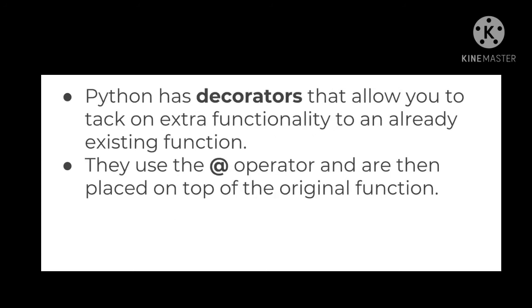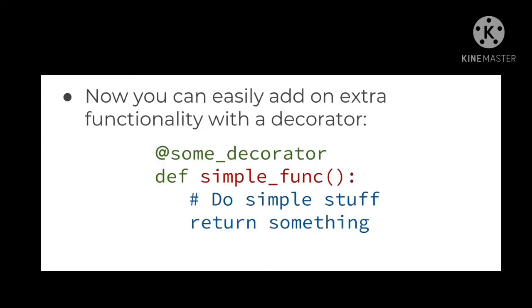This is where the decorator comes into play. Python has this concept called decorators that allow you to quickly tack on extra functionality to an already existing function. And then if you no longer want that functionality, you just delete one line from the decorator. So they use the @ operator and are then placed on top of the original function. So you can easily add on or turn off extra functionality with a decorator.